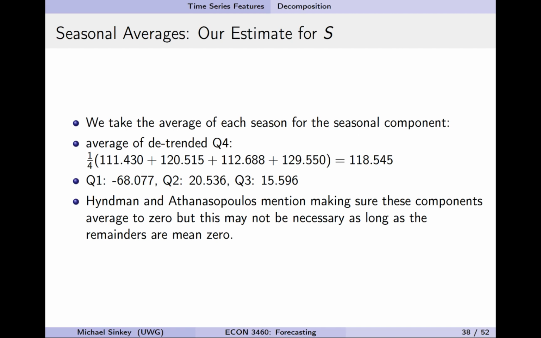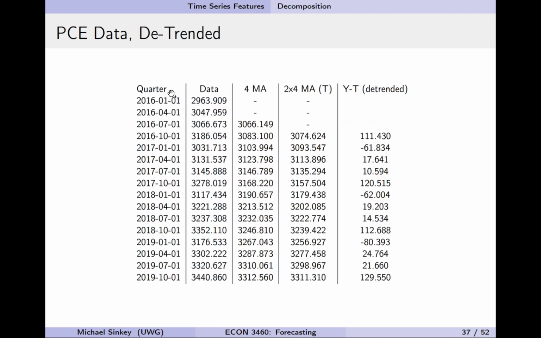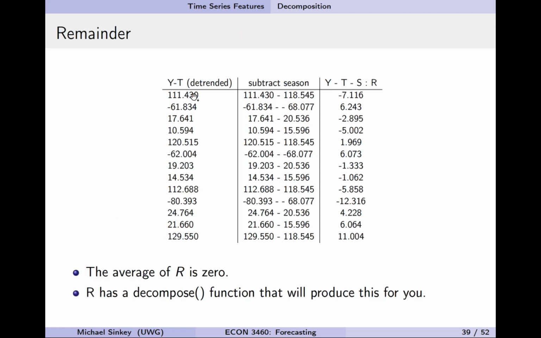Next I average together the seasonal components to get S. I can just take an average of each season for the seasonal component. Now, there is some debate over whether you need these to average to zero, but I don't think it's necessary as long as the remainders are mean zero. So here's the detrended time series, where I take the data and subtract the moving average. Then I subtract out the seasonal component, which is consistent, and I get a remainder. This average is mean zero.